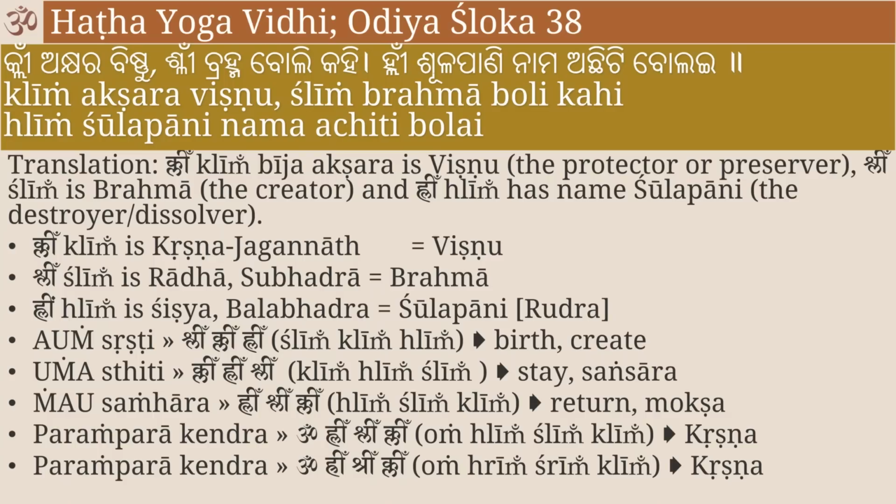See the secret. Shling Brahma Boli Kahi. Shling is Brahma because Raja Guna is in Brahma. Sattva Guna is Vishnu. Therefore, Kling Akshara or Kling Bija is Vishnu because it is having Sattva Guna. Shling Brahma Boli Kahi. Shling Bija is having Raja Guna, so that is Brahma.